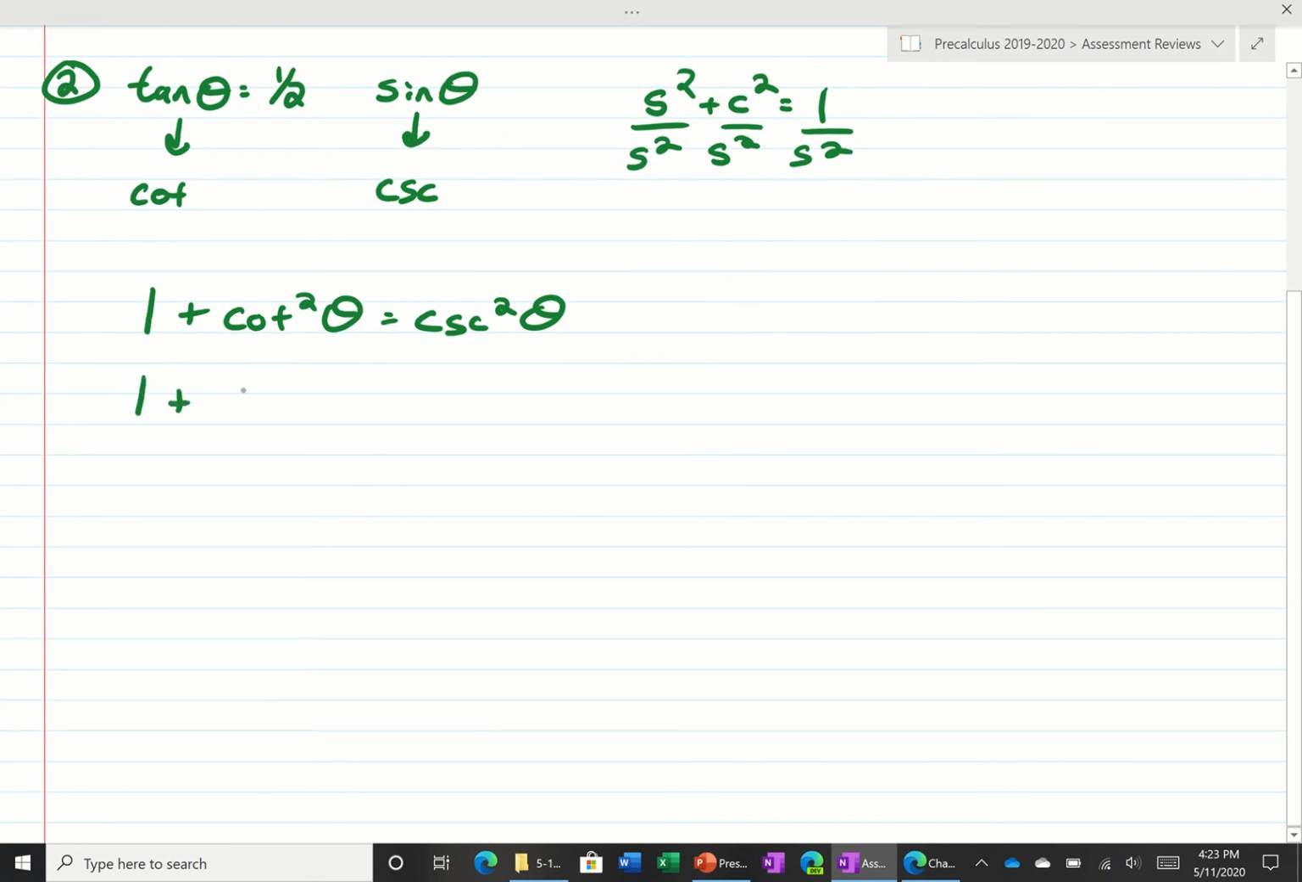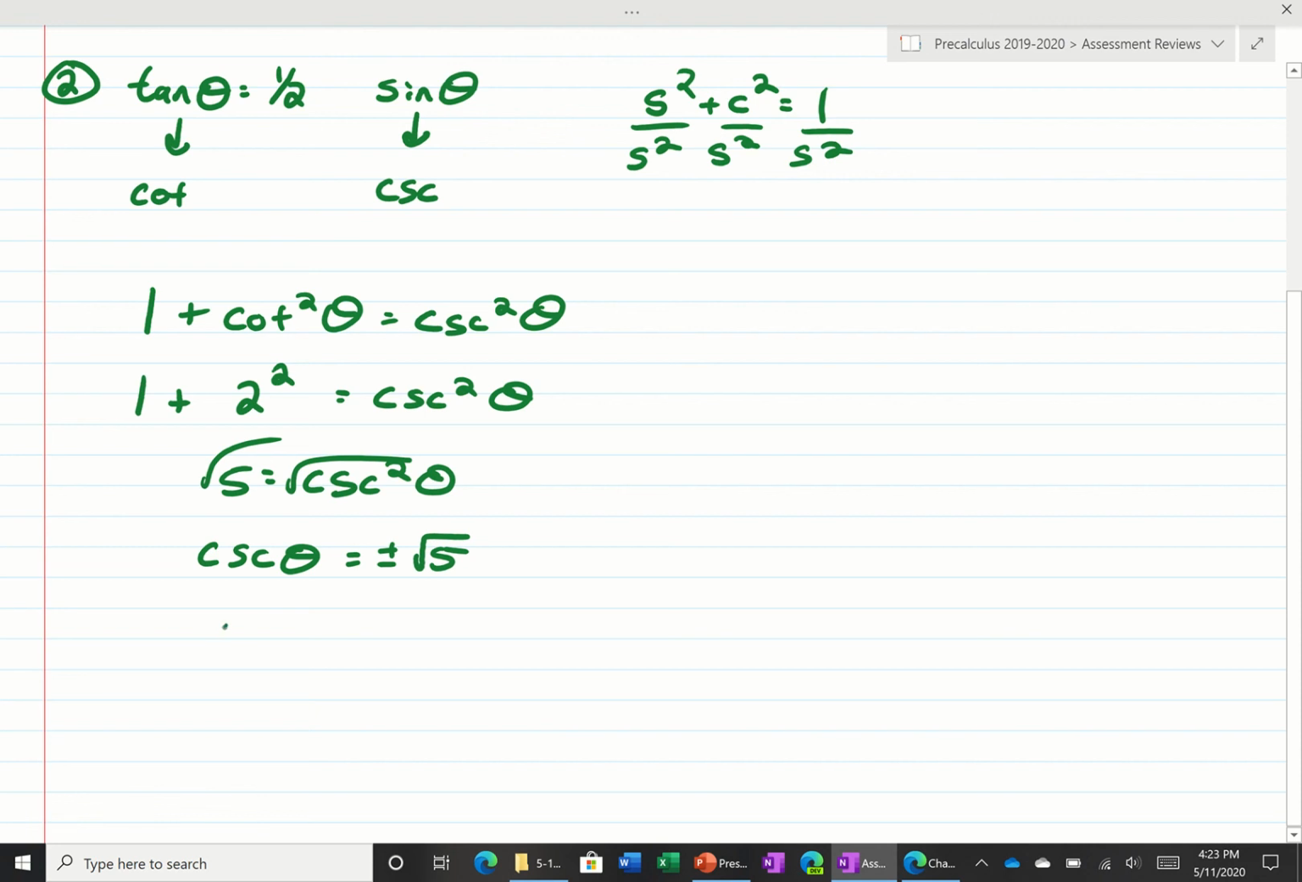So 1 plus cotangent squared. If we know tangent of theta is 1/2, cotangent would be 2. This would be 2 squared is equal to cosecant squared of theta. 1 plus 4 is 5. Got to take the square root. We get that cosecant of theta is equal to plus or minus root 5. And to get the reciprocal, which is sine, we would have 1 over square root of 5, which would be root 5 over 5.